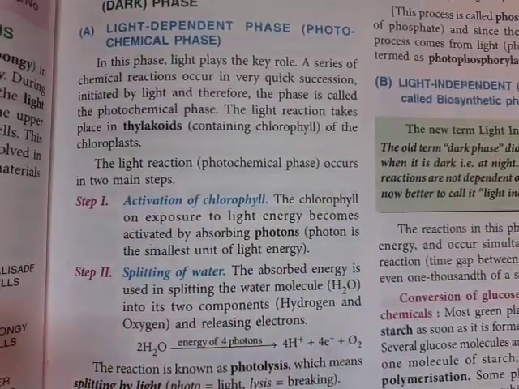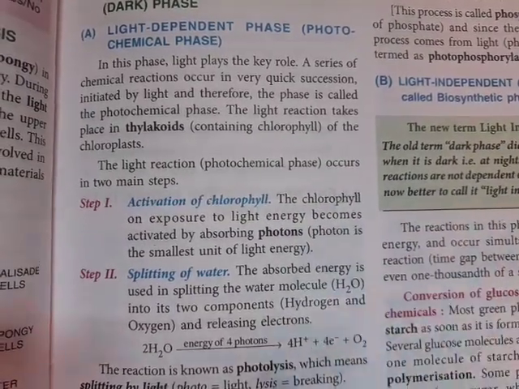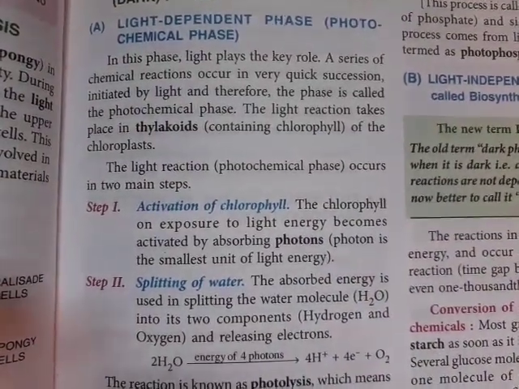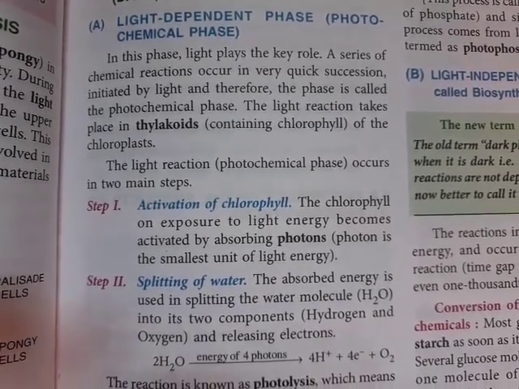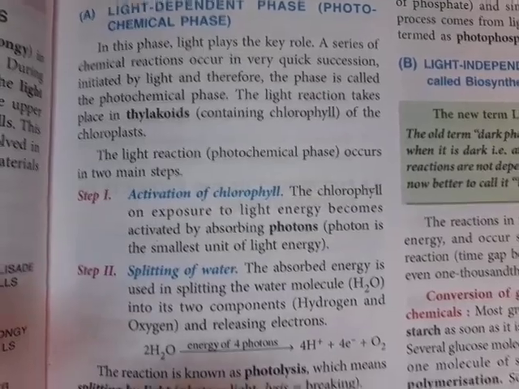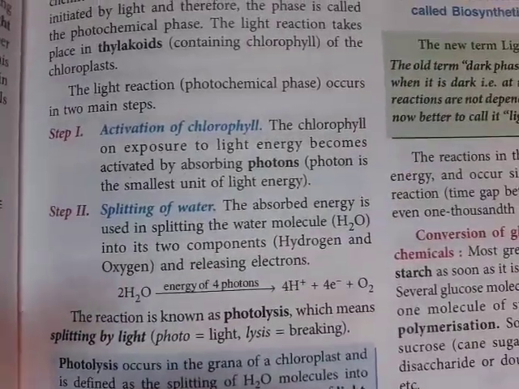Okay, so here there are two steps. First is activation of chlorophyll. Chlorophyll will be activated on exposure to sunlight, by absorbing photons. Photon is the smallest unit of light energy. So here first the activation of chlorophyll will take place. Second step is the splitting of water.